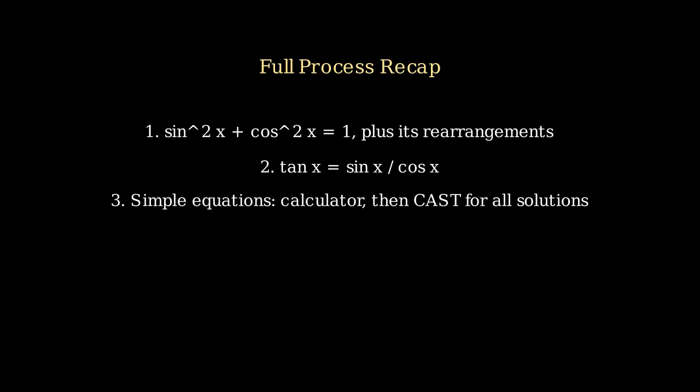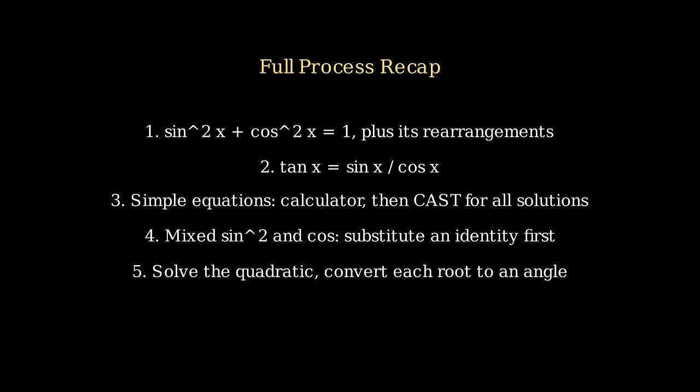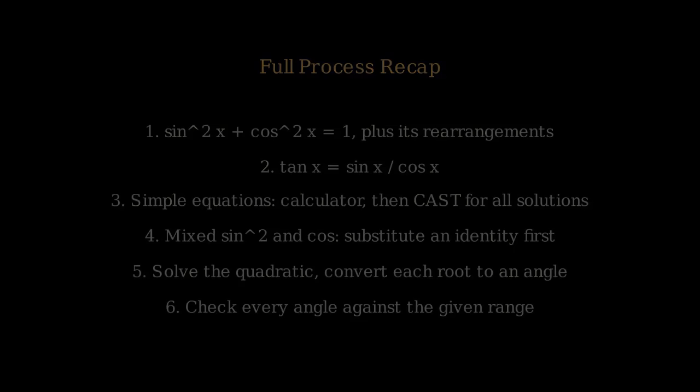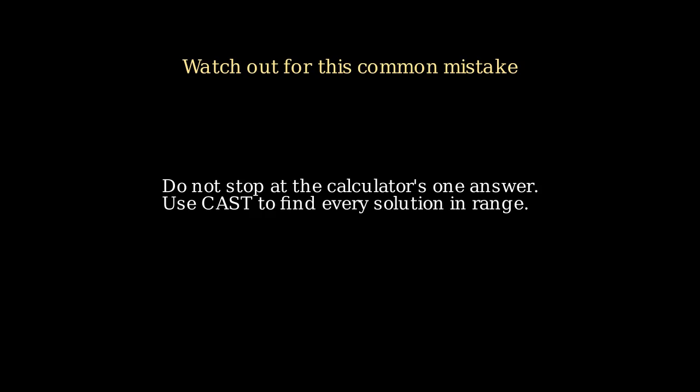Step 4. If sine squared and cosine appear together, substitute using an identity to get everything in terms of one function. Step 5. Solve the resulting quadratic by factorizing or the quadratic formula, then convert each root back into an angle using CAST. Step 6. Check every angle against the given range and discard anything outside it. Watch out, the single most common mistake is stopping after the calculator gives you just one principal value angle, and forgetting to find the other solutions in the range using the CAST rule.